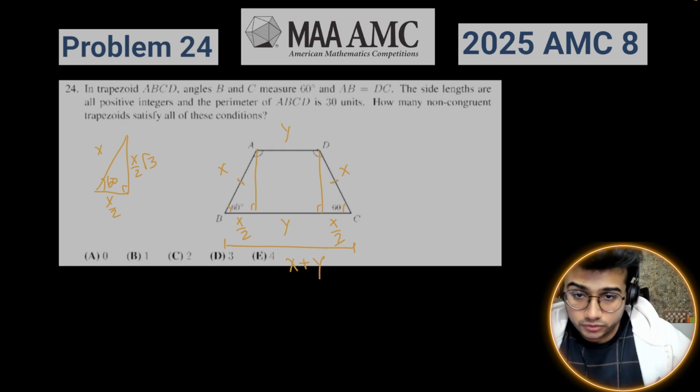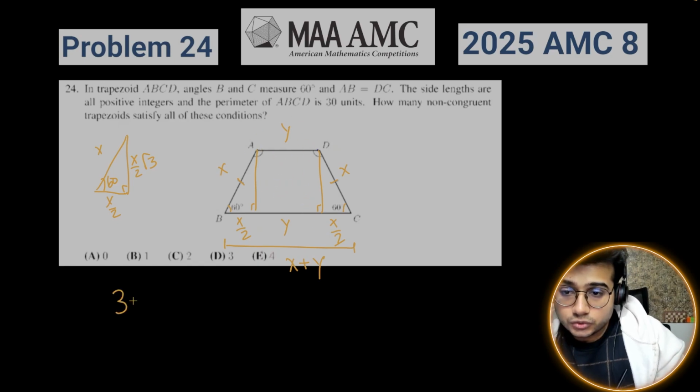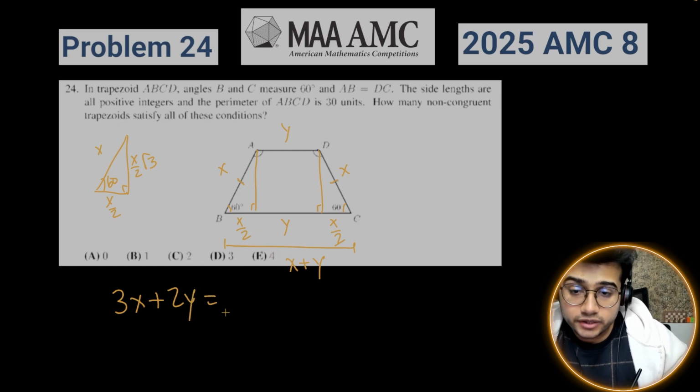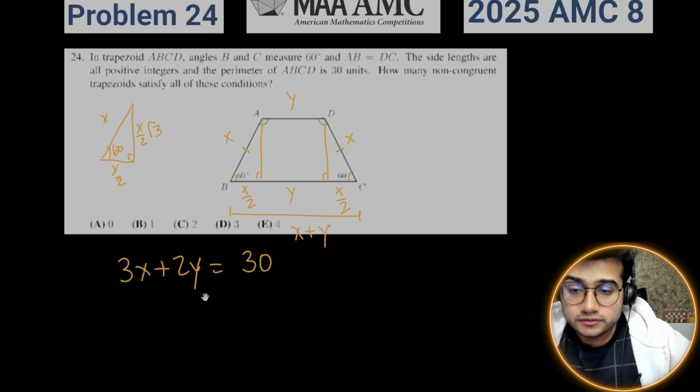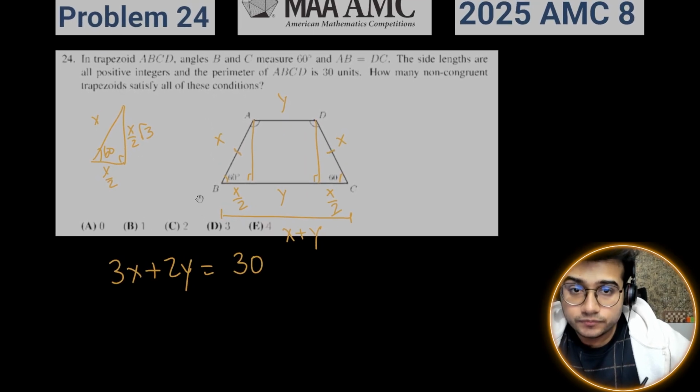So what is the total perimeter? Well, that's going to be 3x plus 2y, and as long as x and y are both integers, we will have an answer. So the total 3x plus 2y has to add up to 30. So as long as we can find possibilities for x and y integers, they will be our answers.